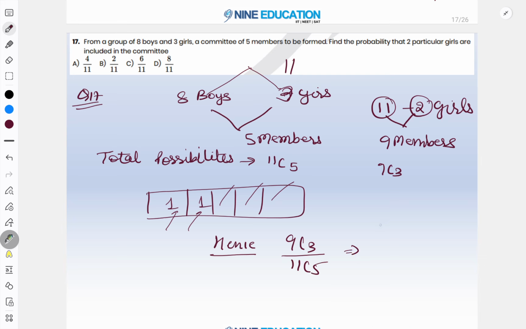Now, whatever it is, we will get the answer. 9 into 8 into 7 by 3 into 2 into 1, divided by 11 factorial by 6 factorial into 5 factorial. So, if you cancel all this, we will get 2 by 11 as your correct answer.